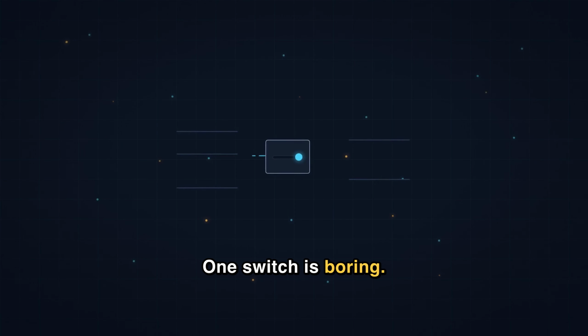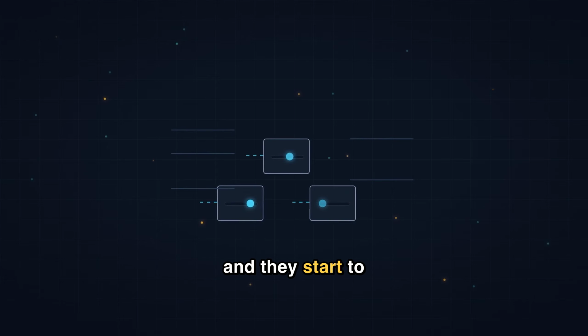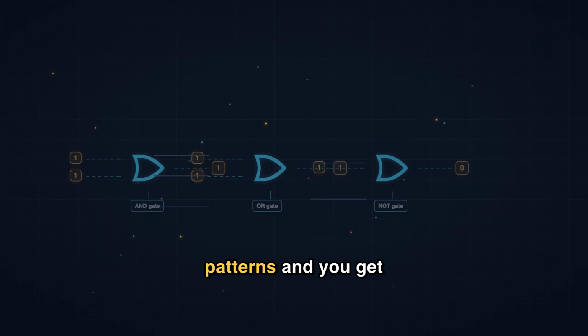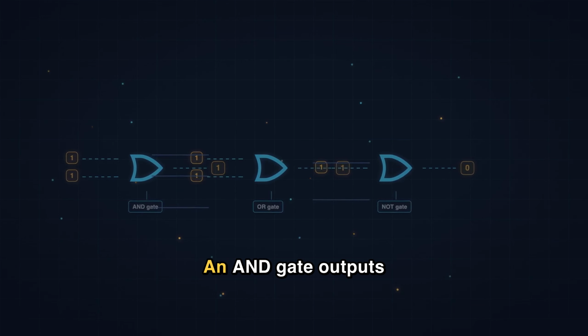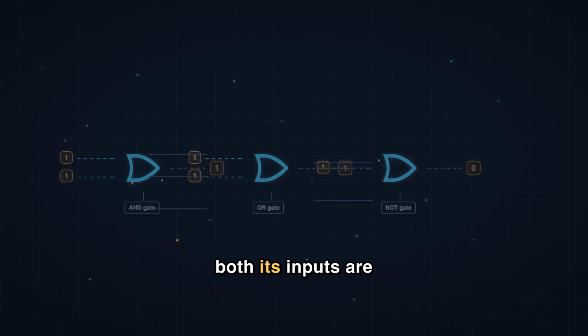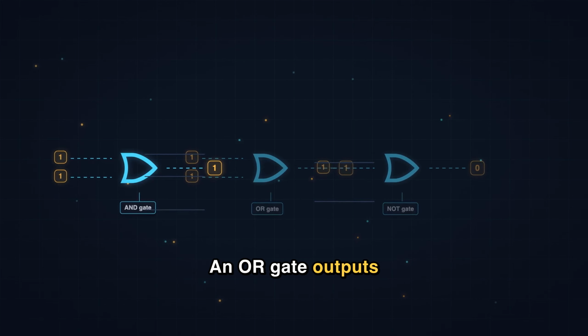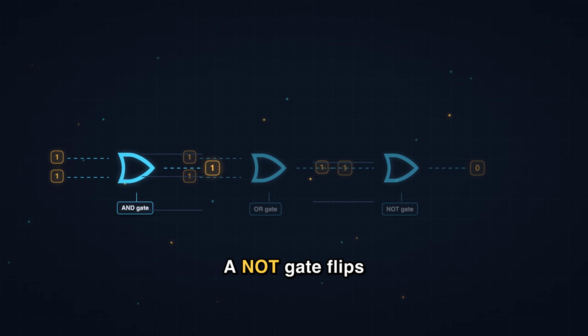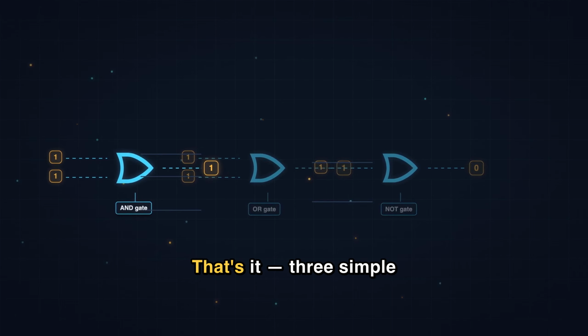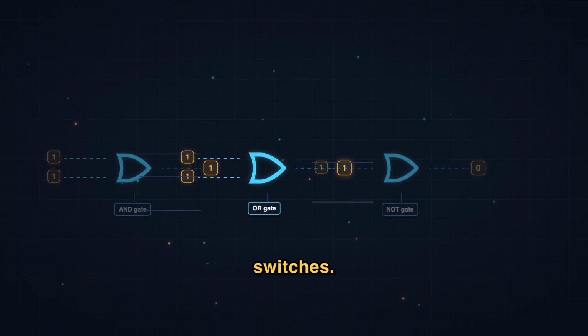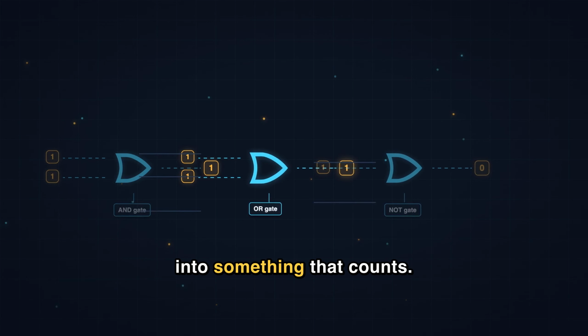One switch is boring. Wire a few together and they start to decide. Connect transistors in patterns and you get logic gates. An AND gate outputs a 1 only when both its inputs are 1. An OR gate outputs 1 if either input is. A NOT gate flips 1 to 0. That's it, 3 simple rules all built from switches. Now stack those gates into something that counts.